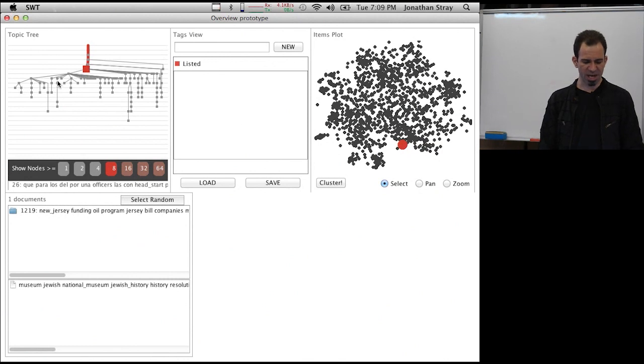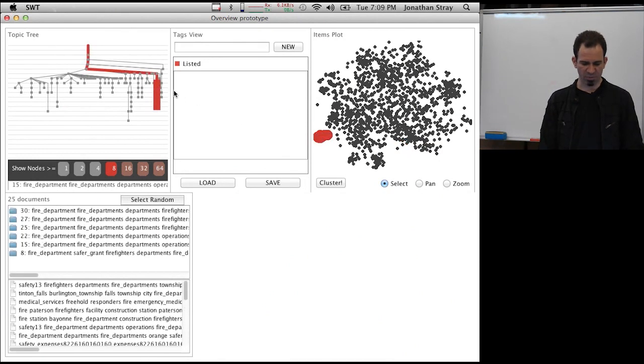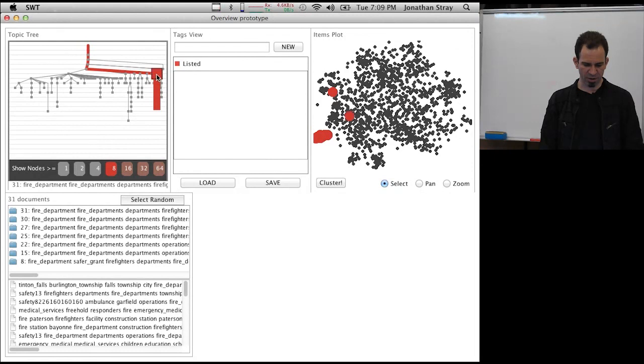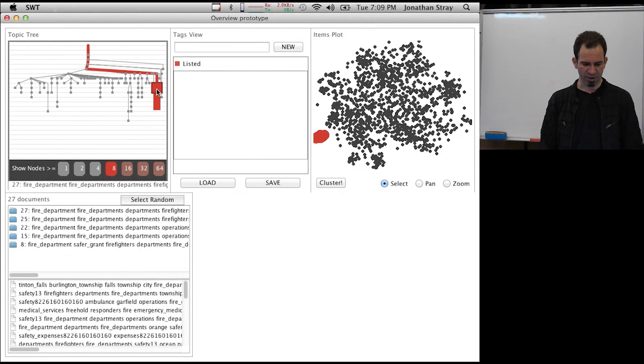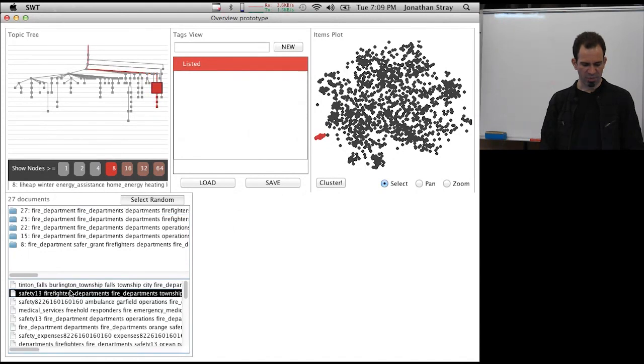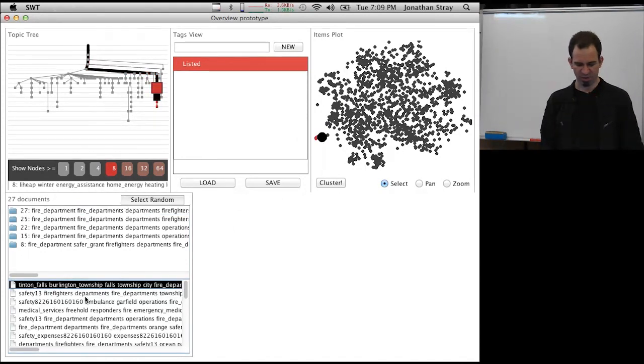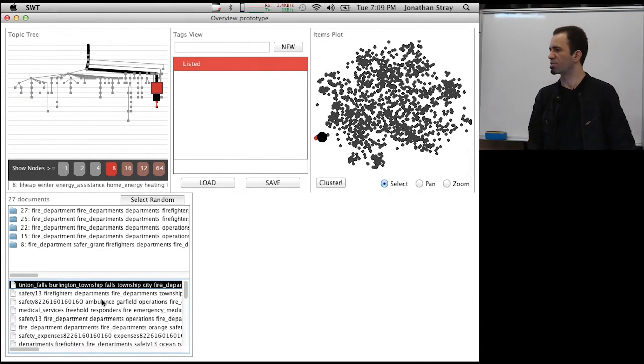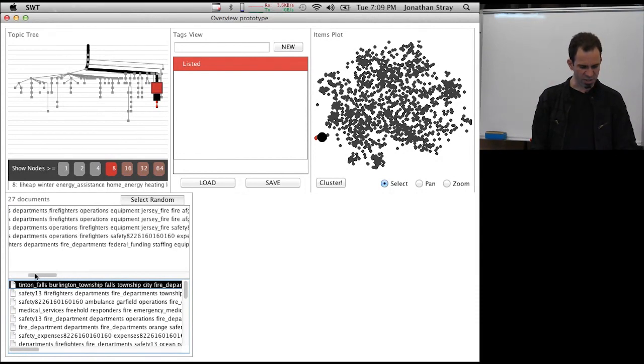What we want instead is this, where if I grab this group of stories, there's this one node here. There's the top node, down one. There you go. See that? That's exactly the same dots. It's these 27 documents, this folder here. And the computer has worked out that these 27 documents are similar as measured by cosine distance. And so I guess they're about fire department stuff, because you can see the top words here.